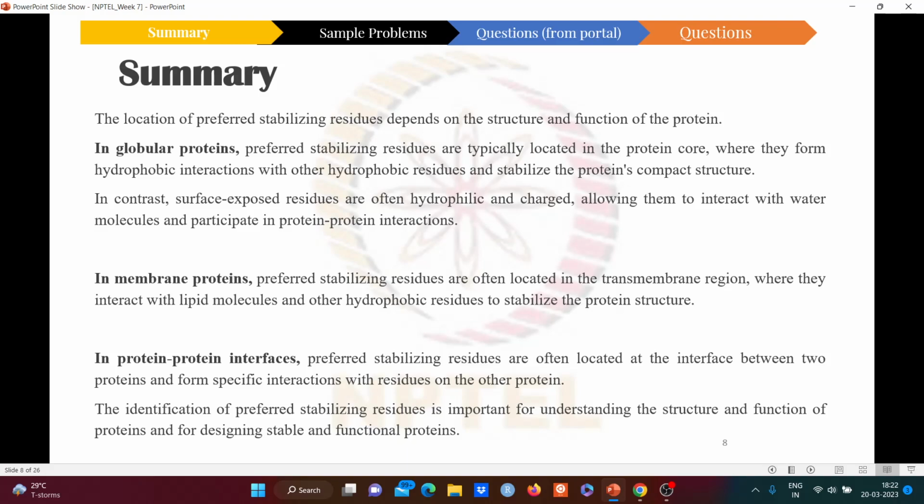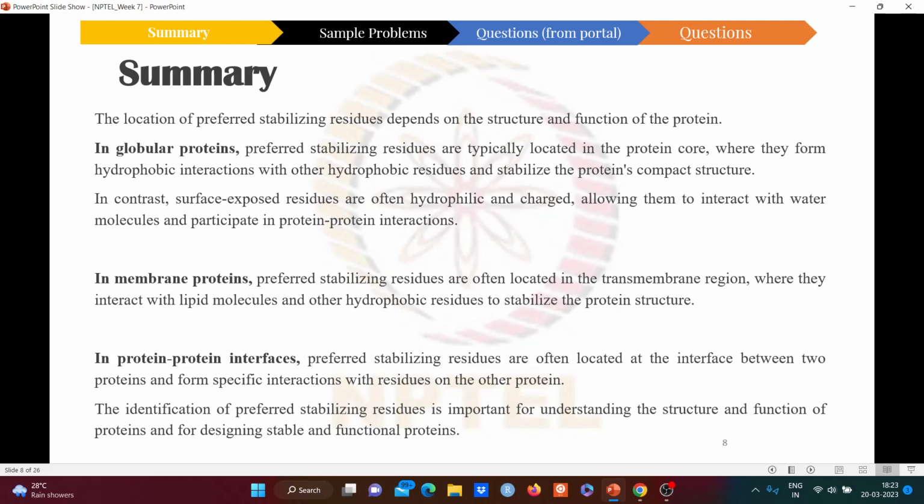The location of preferred stabilizing residues depends on the structure and function of a protein. So in globular proteins, preferred stabilizing residues are typically located in the protein core, where they form hydrophobic interactions with other hydrophobic residues and stabilize the protein's compact structure. These residues are often buried and inaccessible to solvent molecules. In contrast to this, what we have studied, surface exposed residues are often hydrophilic and charged, allowing them to interact with the water molecules and participate in protein-protein interactions.